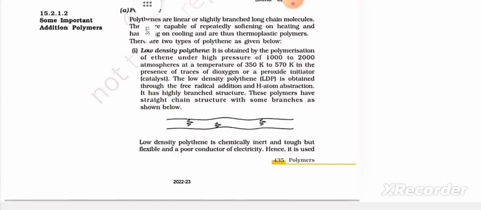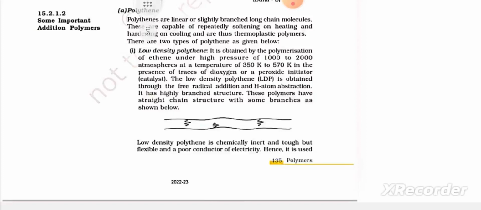First is low density polythene. It is obtained by polymerization of ethene under a high pressure of 1000 to 2000 atmosphere at a temperature of 350 Kelvin to 570 Kelvin in the presence of a trace of dioxygen or a peroxide initiator catalyst. The low density polythene, LDP, is obtained through free radical addition and H-positive abstraction. It has a highly branched structure. These polymers have a straight chain with some branches as below.